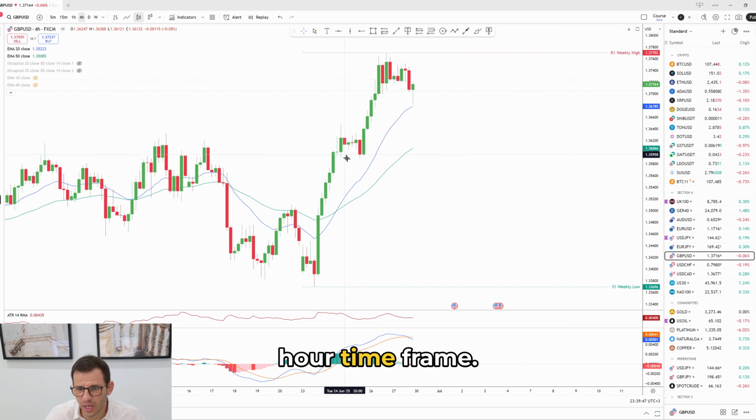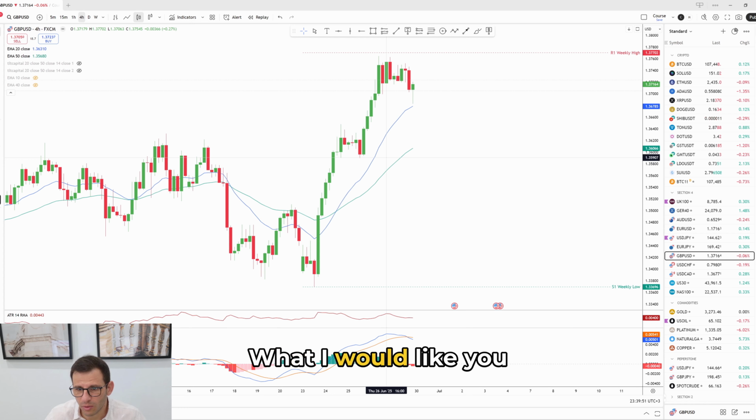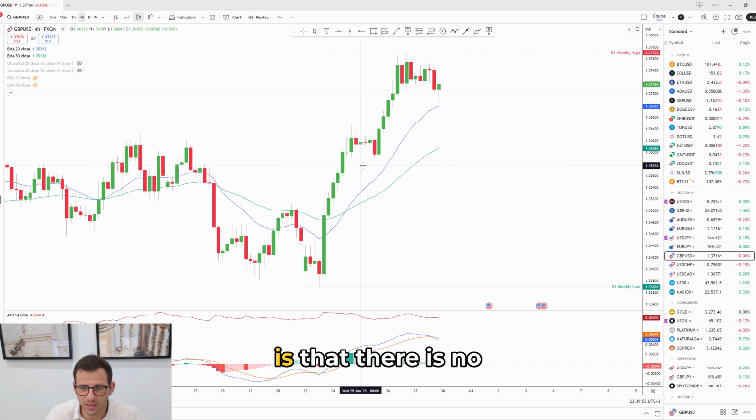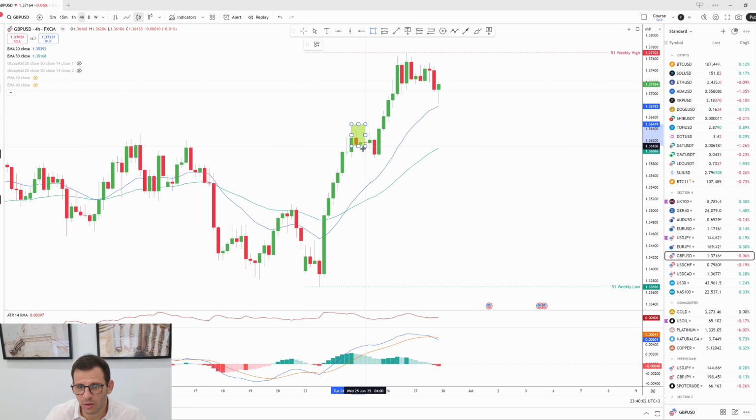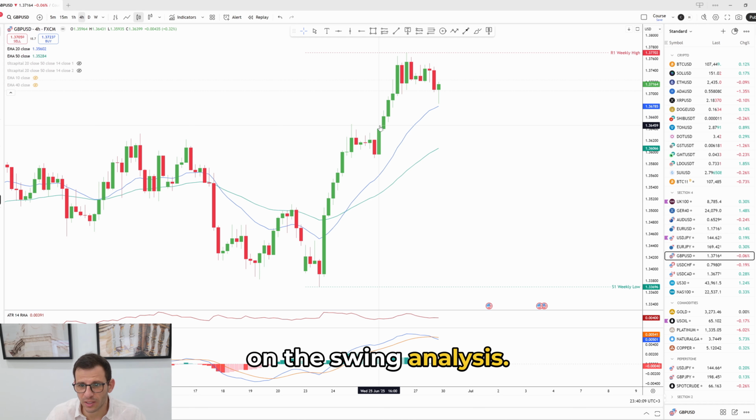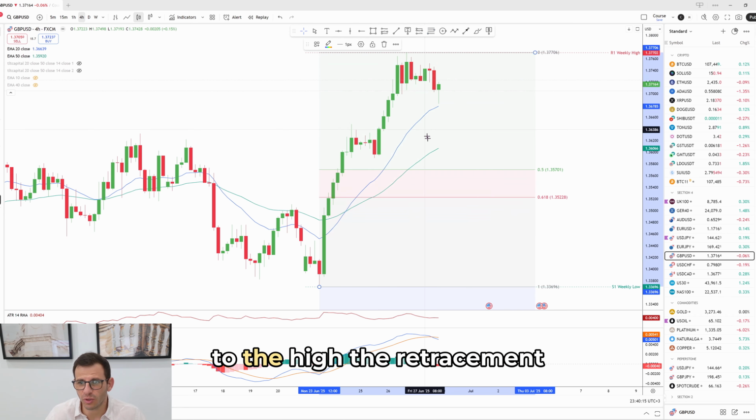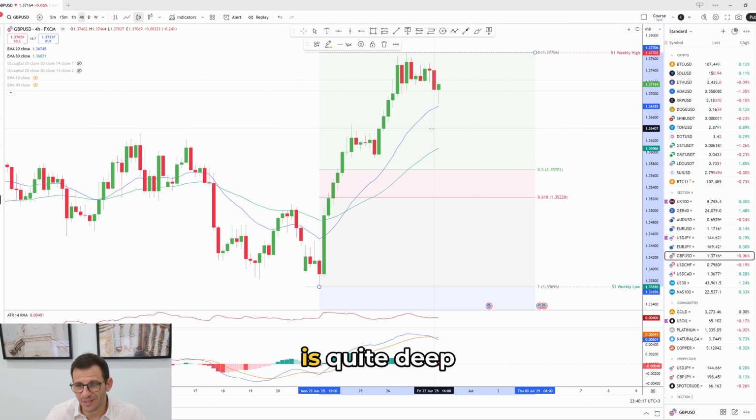On the 4-hour time frame, the market is in an enormous upward move. What I would like you to understand here, guys, is that there is no turning point here. All these candles are inside this bullish candle. So there is no swing formed here based on the swing analysis, and this is a straight move to the upside.